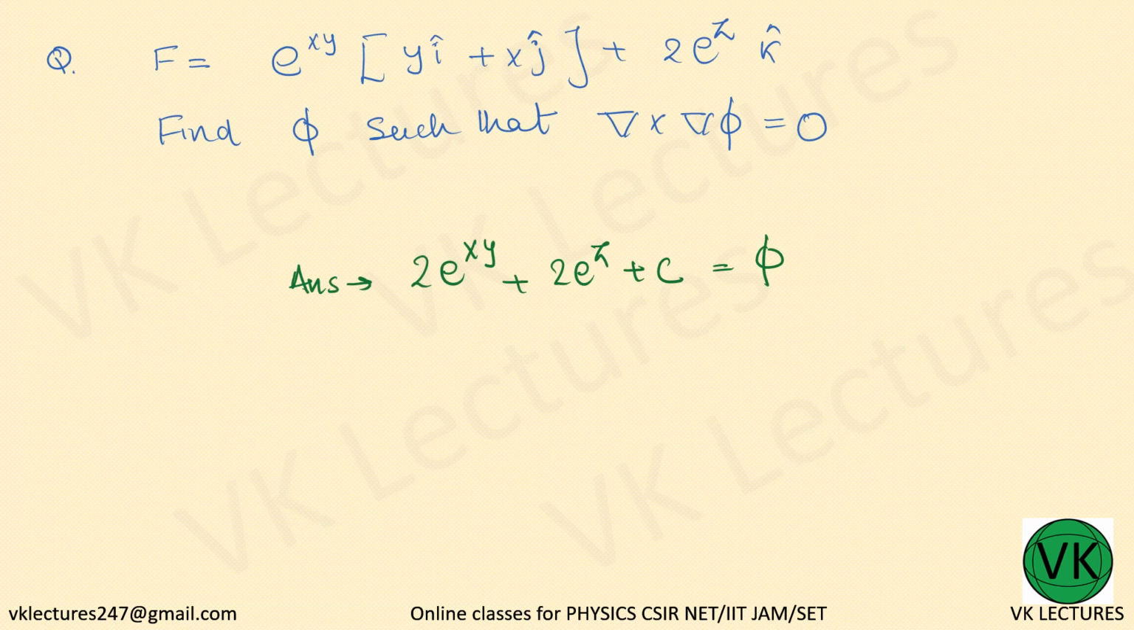Here is a question for practice. F is equal to e to the power xy times (y i plus x j) plus 2e to the power z times k. Find phi such that del cross del phi is equal to 0, which means del phi is irrotational. So if it is irrotational, you can find phi.